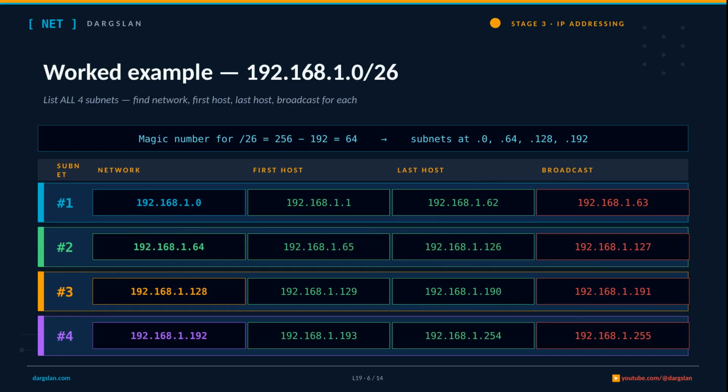Let's put that magic number to work. With a /26, we subtract 192 from 256 to get 64, so our subnets land neatly at .0, .64, .128, and .192. From there, each block is mechanical. The network address is what we calculated. The broadcast is one below the next subnet, and the usable hosts fill everything in between. So subnet 1 runs .1 through .62, subnet 2 from .65 through .126. And the pattern just repeats. 62 hosts per subnet, 4 subnets, no binary math required.